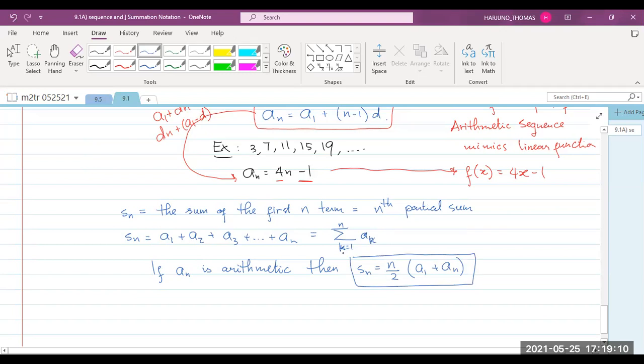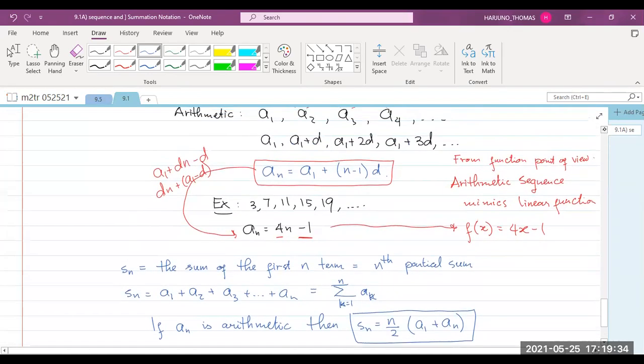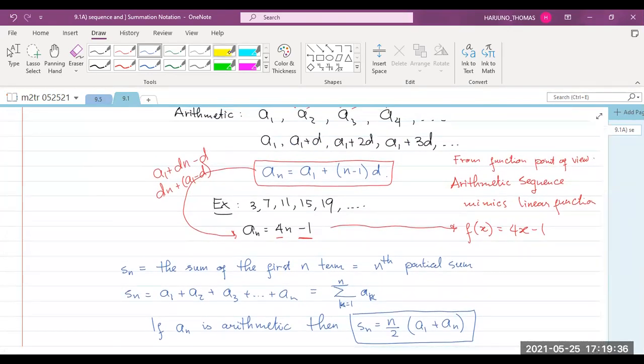We have only 2 sections left for your test 4, 9.2 and 9.3. Now, on Tuesday next week, I will give you new material. It will not be in your test 4, but it will be in your final. On Thursday, we will learn 9.2 and 9.3. For 9.2, you need to memorize these 2 formulas, this formula here and this formula here. In 9.3, you will have 3 formulas to remember.